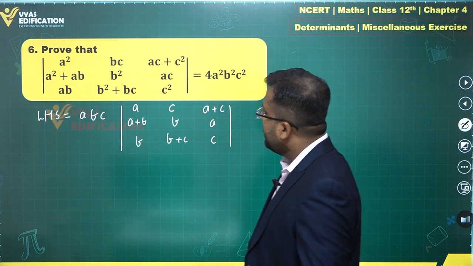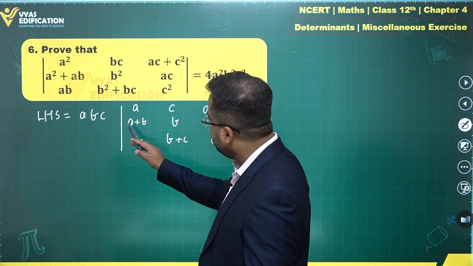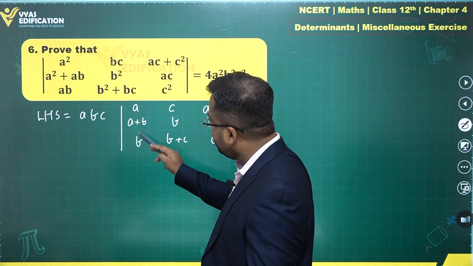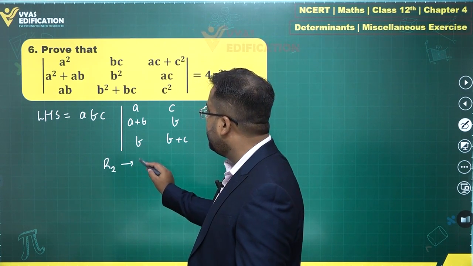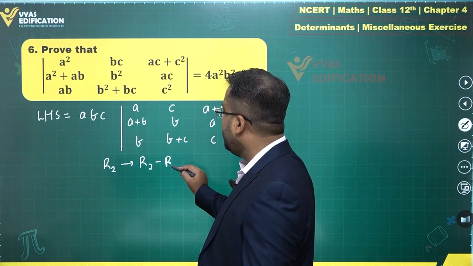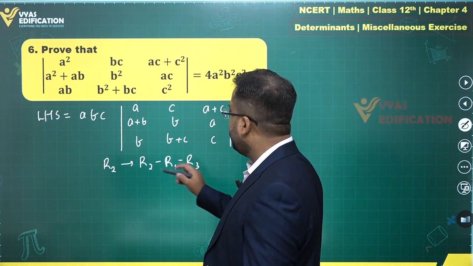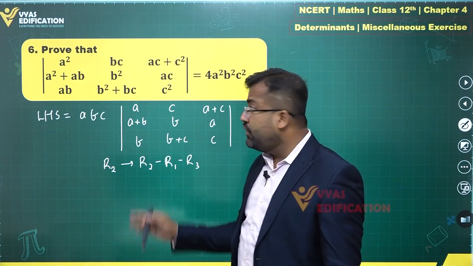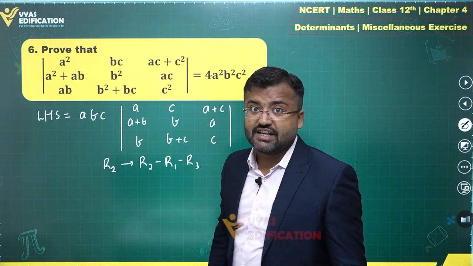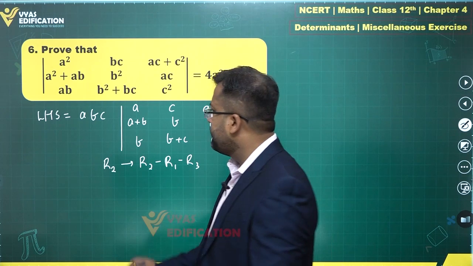Yes, maybe. If I want to expand along this, I can create a zero over here by adding this and subtracting from this. What do I want to do? I want to replace R2 by R2 minus R1 minus R3. This minus this will create a zero over here. Yes. What will happen over here? Oh, there will be some mischievous things happening over here. But then let it be.